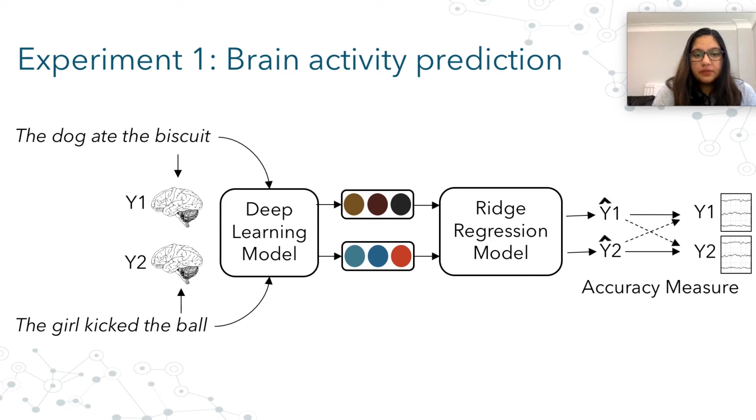If the predicted brain activity Y1 hat is closer to the true brain activity Y1 as compared to Y2 in Euclidean distance, then an accuracy of 1 is given. Otherwise, an accuracy of 0 is assigned. This is a standard 2x2 test.